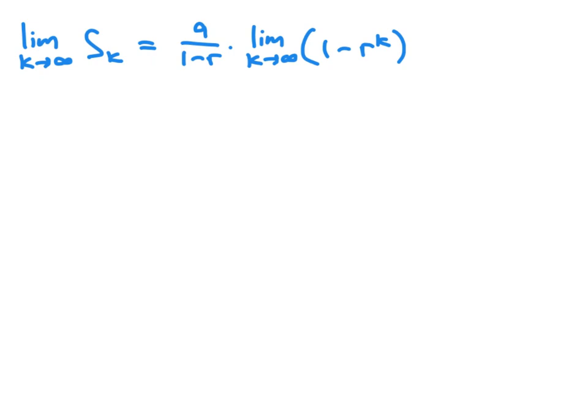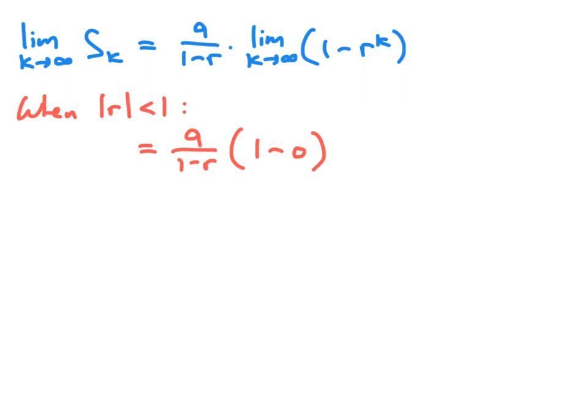So we know the limit as k goes to infinity of s sub k is a over 1 minus r times the limit as k goes to infinity of 1 minus r to the k. When we have a value of r whose absolute value is less than 1, this is going to equal a over 1 minus r. And the limit of 1 minus r to the k will be 1 minus 0, since the absolute value of r less than 1 gives us a limit as k goes to infinity of r to the k equaling 0. And this, of course, will just be a over 1 minus r.